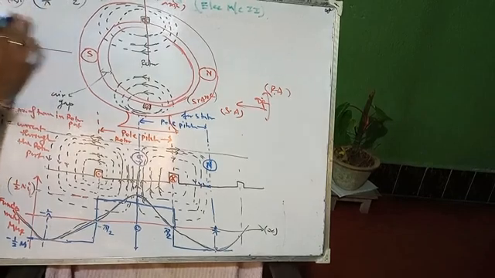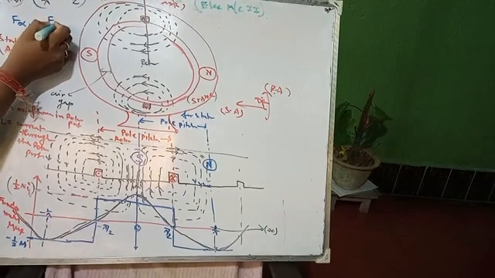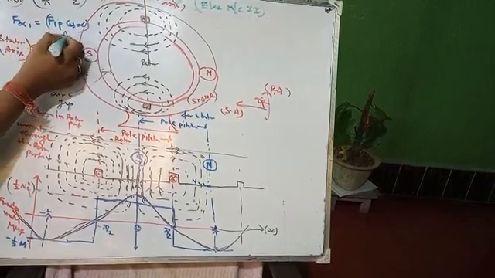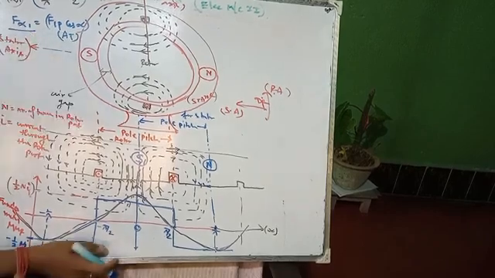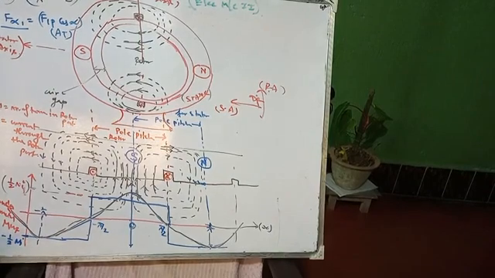So F alpha 1 equals F1p into cos alpha. Always remember, this is your ampere turn. What is the unit of this flux? It is ampere turn. This force will be your ampere turn.